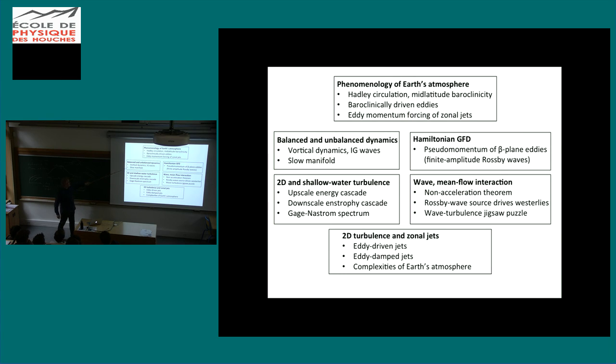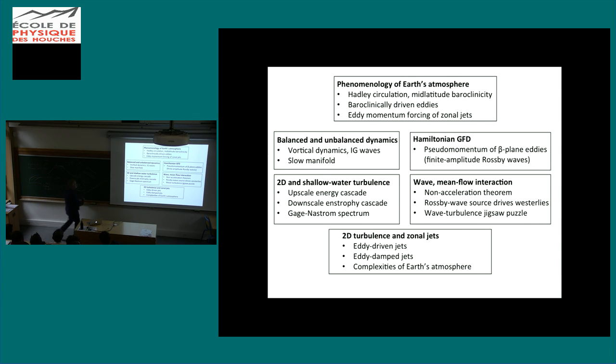In lectures 2 and 3, I talked first about balanced and unbalanced dynamics, vortical dynamics and inertial gravity waves, and the slow manifold idea. Then two-dimensional and shallow water turbulence, where in the shallow water case we have a combination of unbalanced and balanced dynamics. For the balanced part, we have an upscale energy cascade and a downscale entropy cascade. And I talked about the Gage-Nastrom spectrum and the controversy. I'm sure you'll be hearing about one side of the controversy next week.